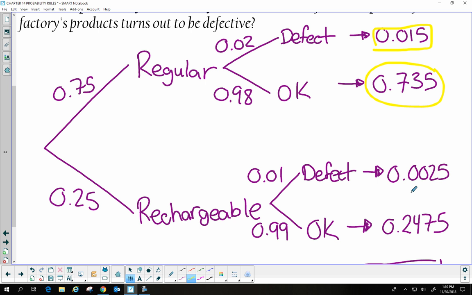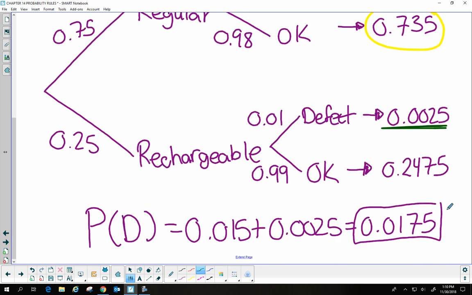So the probability of one of our batteries being defective is going to be the probability of being a regular defective battery or being a rechargeable defective battery. And since you can't be a regular defective and a rechargeable defective at the same time, these two things are disjoint, and so we can just add their probabilities together. So we are going to add this probability together with this probability, and we are going to get a total probability of 0.0175. So just under a 2% chance that we draw a battery at random that is a defective battery.